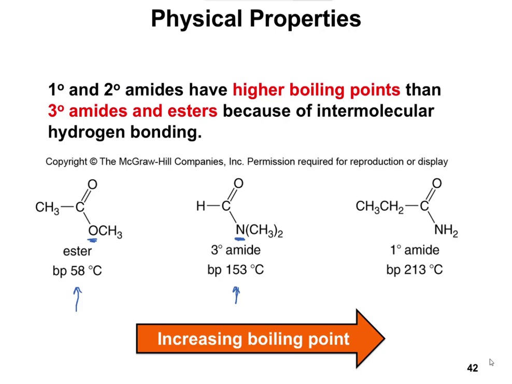But what I would expect you to be able to do is to look at this one, the primary amide, and because it has two hydrogens that can hydrogen bond there, I would expect you to be able to tell me that that primary amide is going to have a higher boiling point than that one or that one. Again, that's just because of the ability for it to hydrogen bond.